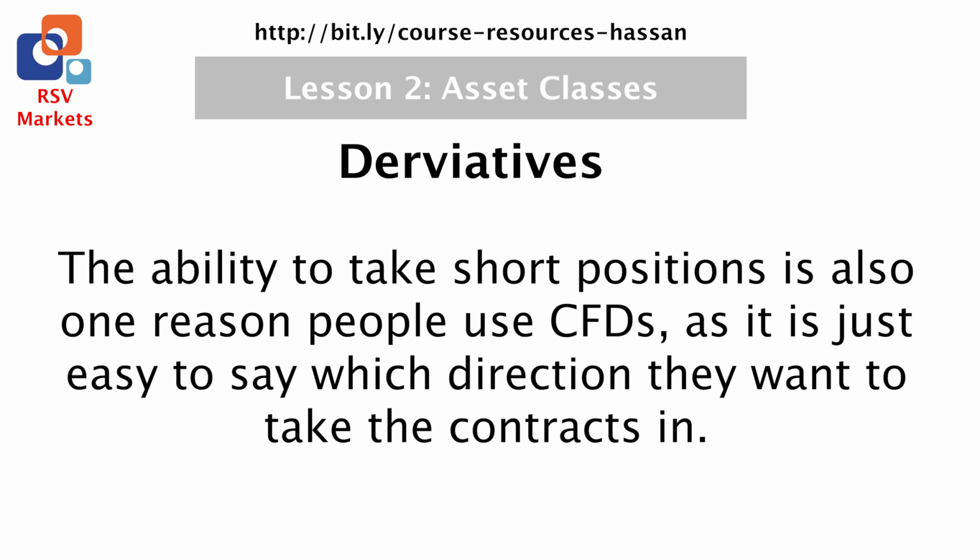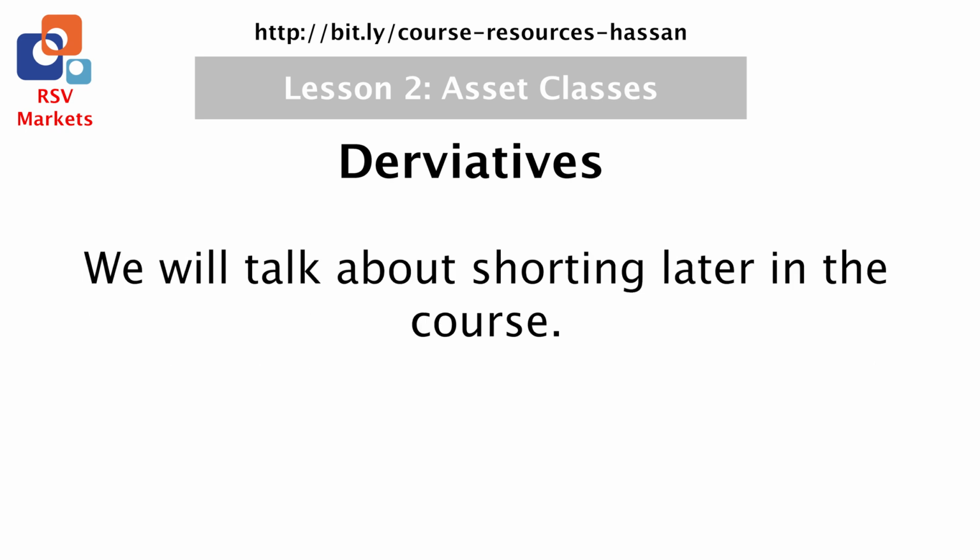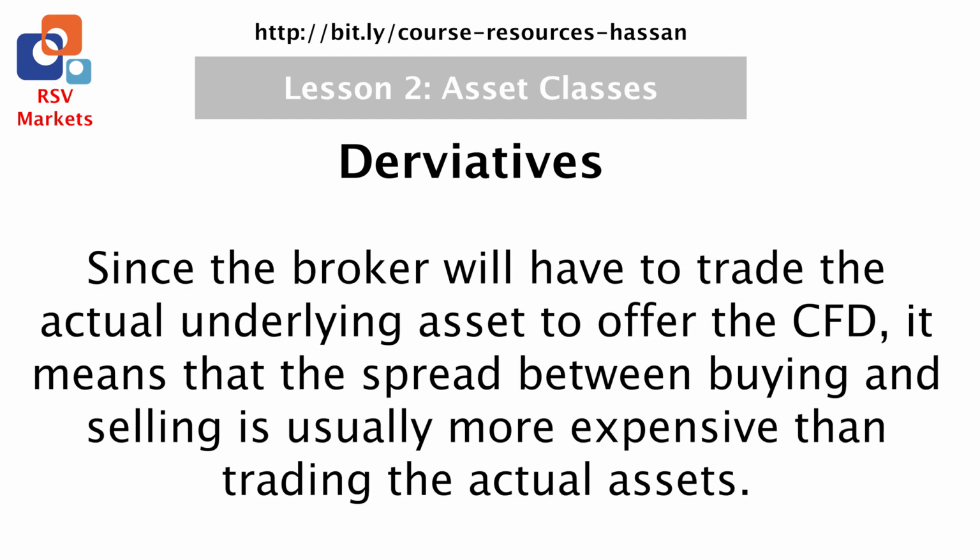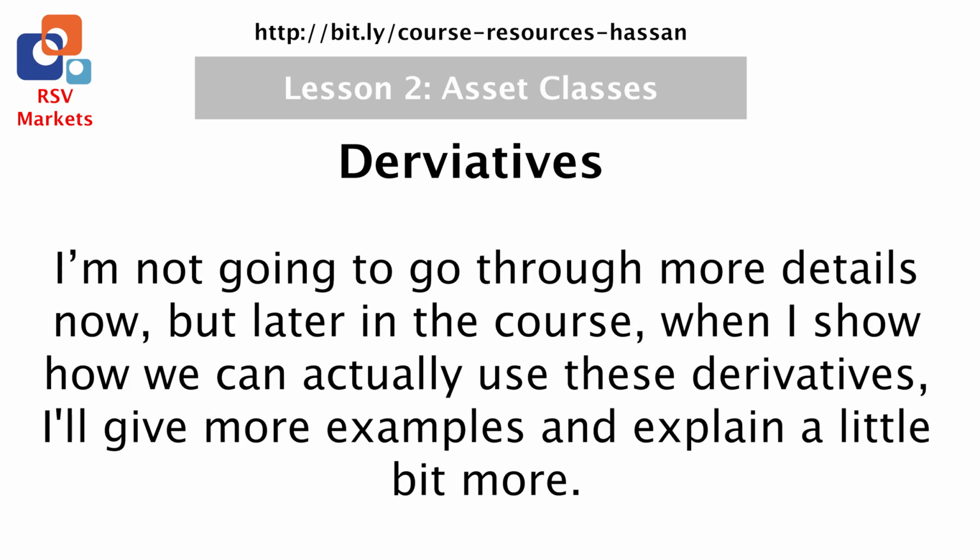The ability to take short positions is also one reason people use CFDs, as it is just easy to say which direction they want to take the contracts in. We will talk about shorting later in the course. Since the broker will have to trade the actual underlying asset to offer the CFD, it means that the spread between buying and selling is usually more expensive than trading the actual assets. I'm not going to go through more details now, but later in the course, when I show you how we can actually use these derivatives, I'll give more examples and explain a little bit more.